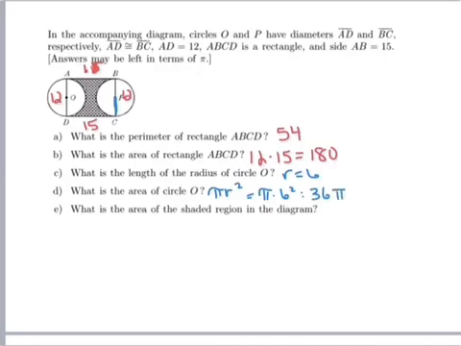And then the last thing would be, what's the area of the shaded region, which we know to be the rectangle minus 2 semicircles, which would be a whole circle. But we know all those areas. The rectangle we figured out was 180, and the circle was 36 pi. So my area would be 180 minus 36 pi, and it does say the answers can be left in terms of pi.